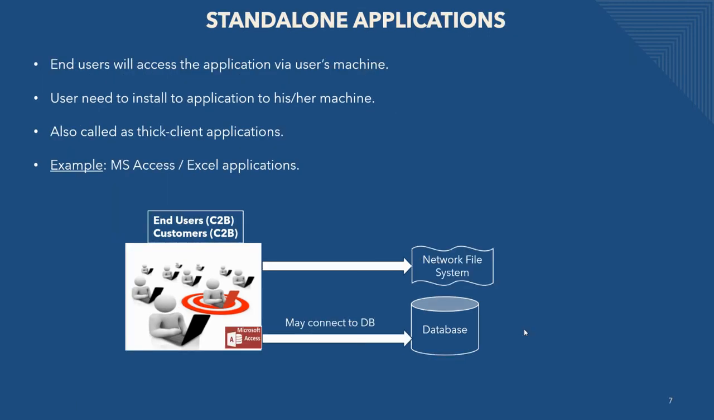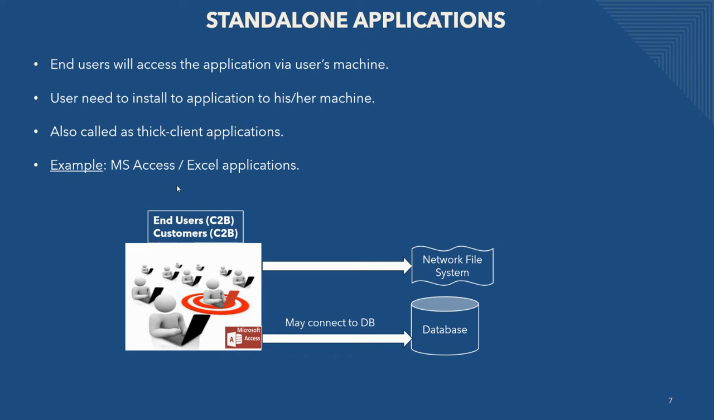The next type of application is the standalone application. As the name says, it's standalone. It doesn't need to interact with other systems or be available over the internet. These applications need to be installed on the end users' machines, and users basically need to install them, otherwise they will not be able to access them. They are also called thick client applications because they need to be installed on users' machines. Examples are MS Access and Excel applications.